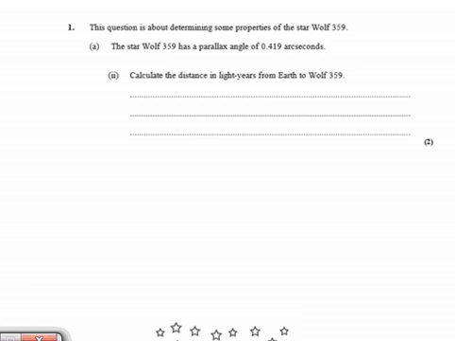Alright, if you're watching this video, it's because you were having some trouble finding the light years from Earth to Wolf 359 using parallax. Before we get going, let's just talk real quick about what parallax is and how we use it.